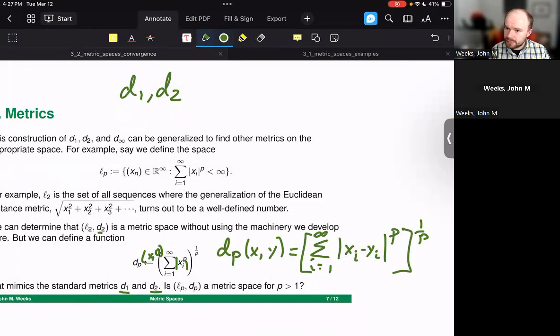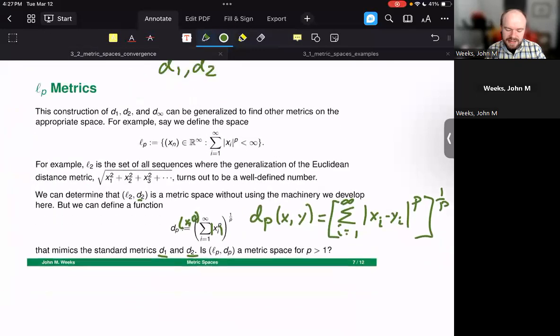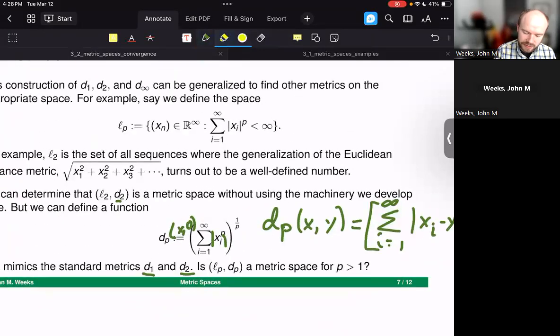Okay, so now the question is, does this work? Does this give us something that makes sense? Could we do this for all possible values of p? And that's something that's worth looking into and asking some questions about. Does this sort of thing give us a metric space?